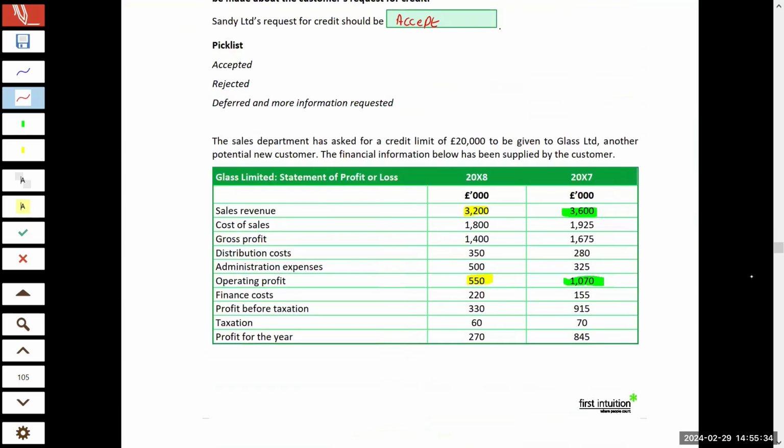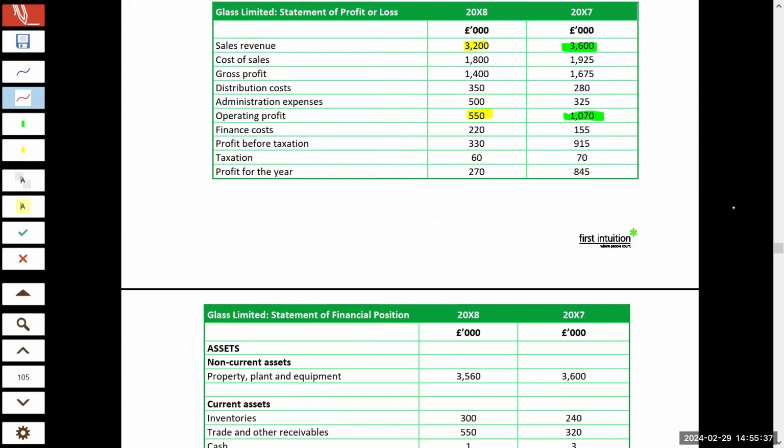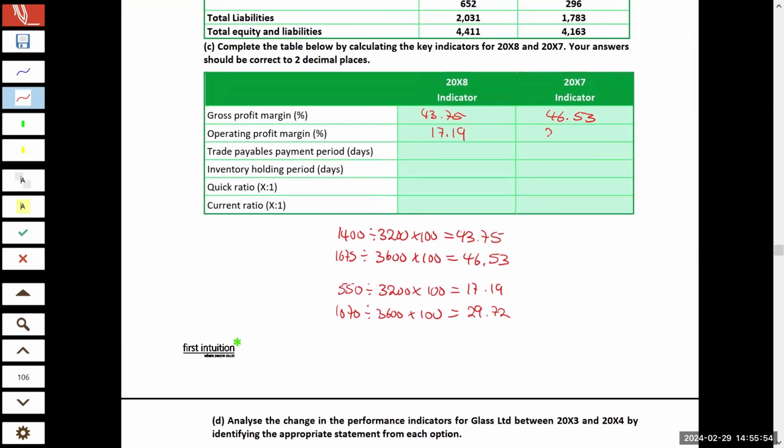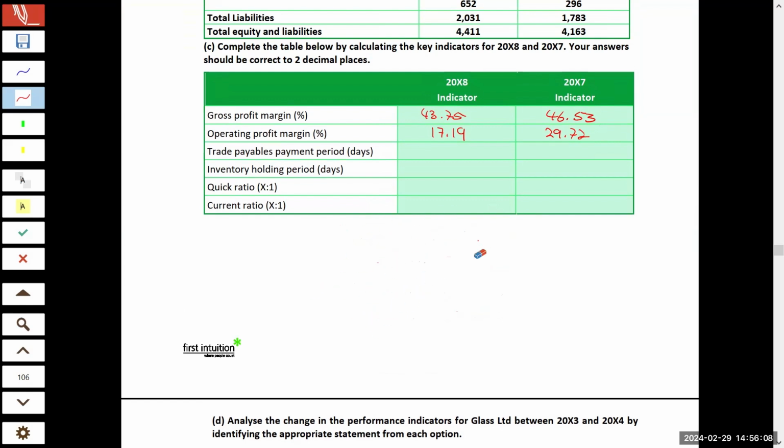And same for the other year, 1,070 and 3,600, giving 29.72%. Terrific. Okay, let's clear the space. Again, you can always just go back and pause if you need to relook at those figures. I'm now going to deal with a ratio we haven't dealt with yet, but it's a pretty easy one.